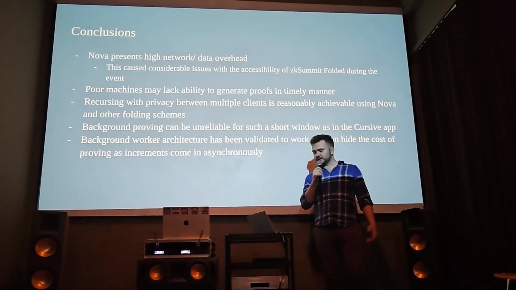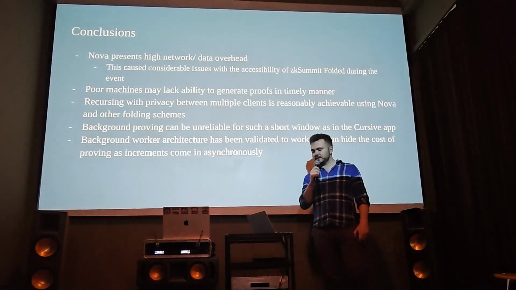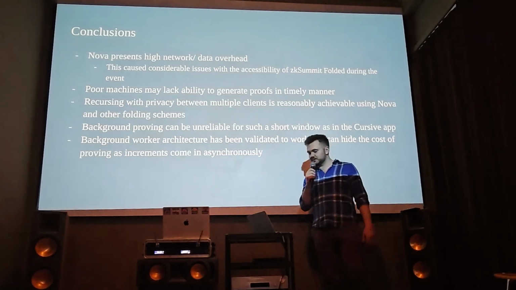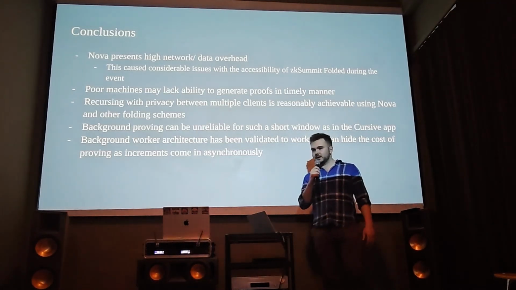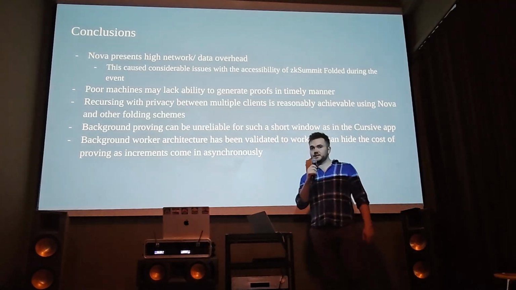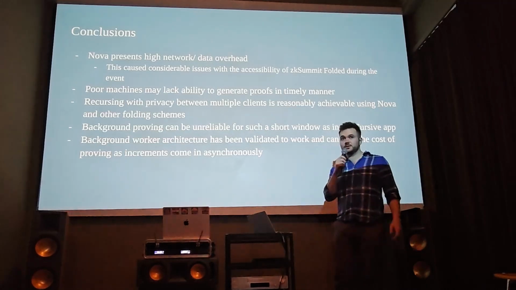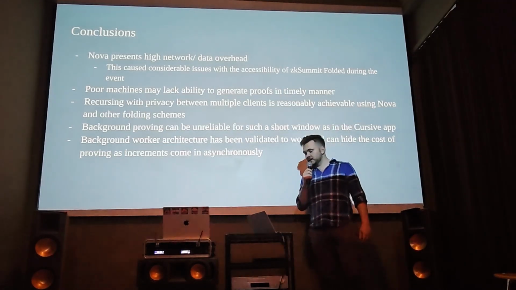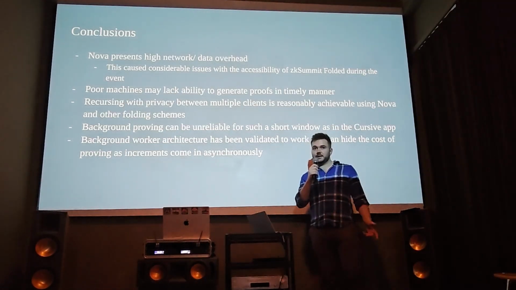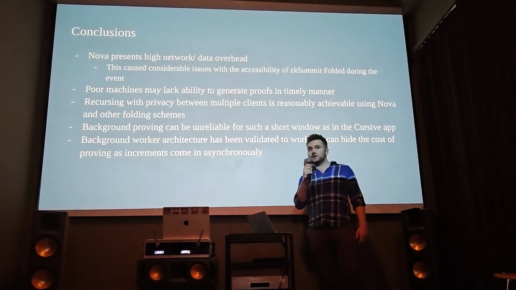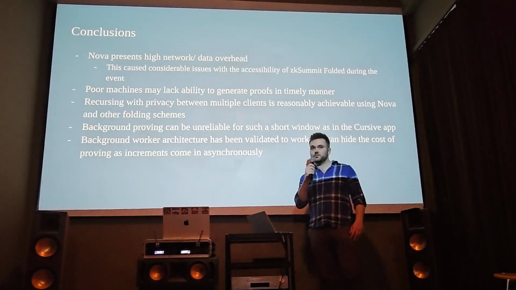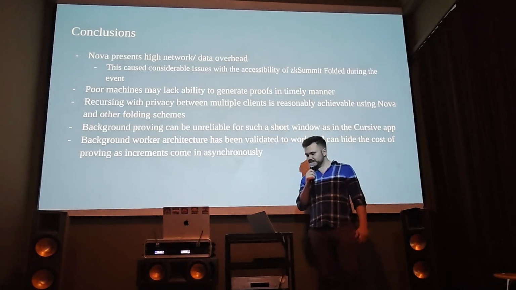But on the other hand, we've also demonstrated that we can recurse with privacy, potentially between multiple clients. And we can do this with Nova, which is pretty primitive in the grand scheme of things, and will get a lot better with other folding schemes. We've demonstrated that we can hide away a lot of the cost of proving just by stuffing it in web workers.